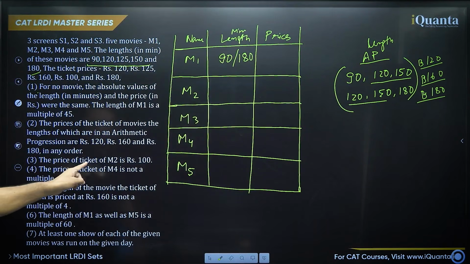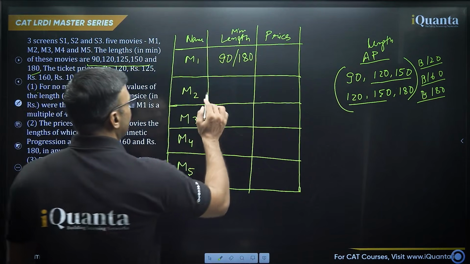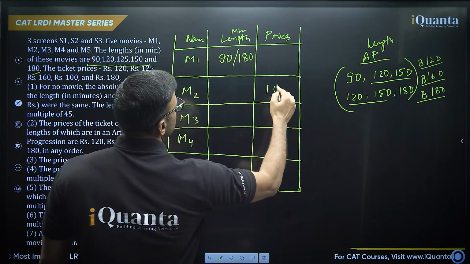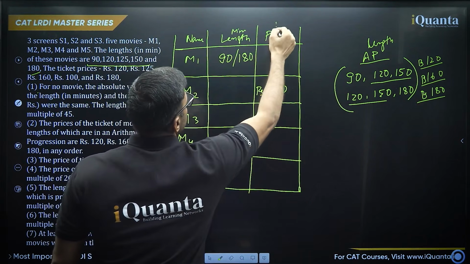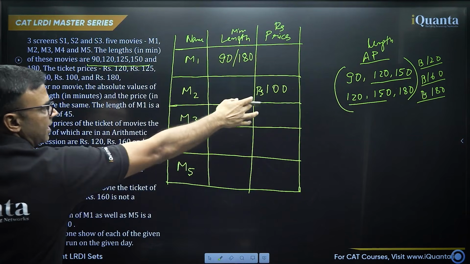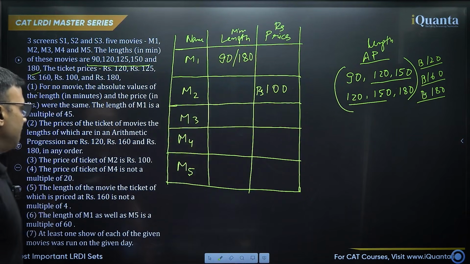The price of the ticket M2 is 100. This is the best information. M2 is 100 rupees. So I'm putting 100 rupees here so that we keep in mind that these are the prices. This is the length.